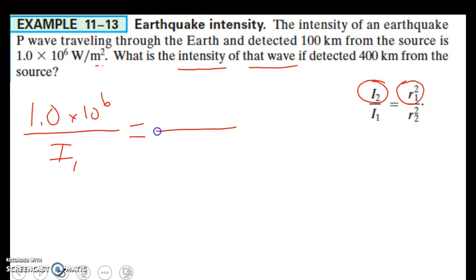Now this is where you've got to be careful. R1 is the distance for I1, so that's 400 kilometers. And the distance of 2, which is the one above, is 100 kilometers. And now we just cross multiply.